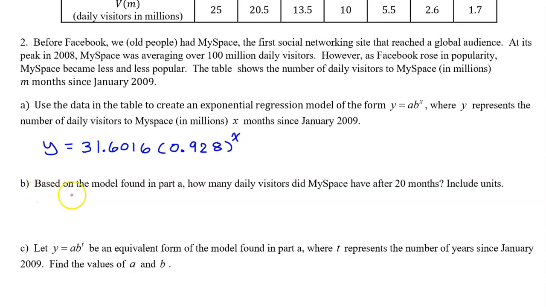Part B. Based on the model found in Part A, how many daily visitors did MySpace have after 20 months? Include units. Part B is simply asking us to evaluate y at 20. However, be careful. Do not use the rounded numbers shown here in blue. Instead, I want you to use the regression model that was automatically stored as y1 in the calculator. That model has all of the decimals, so you won't get a rounding error.